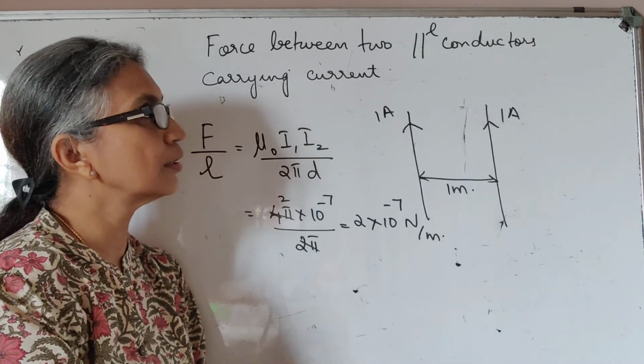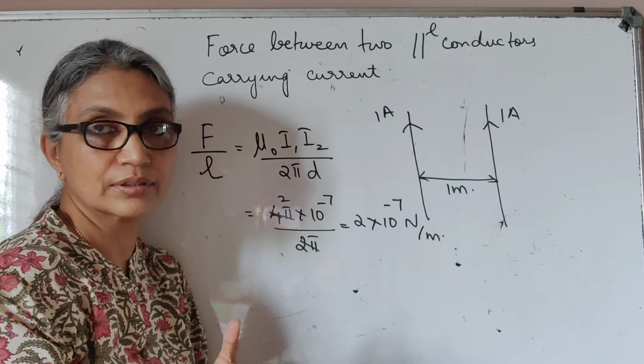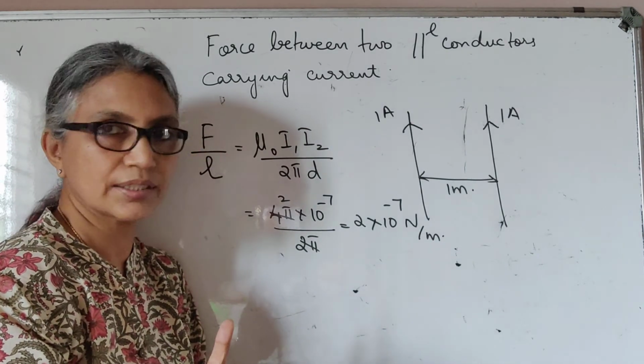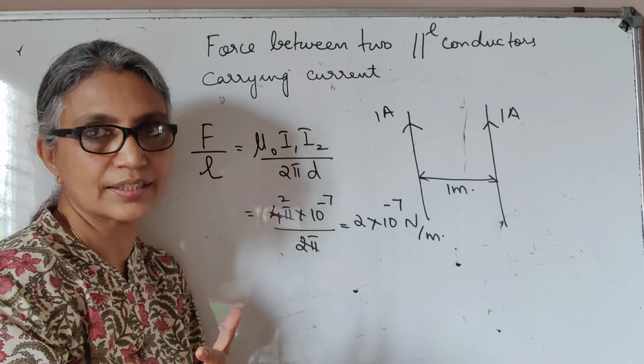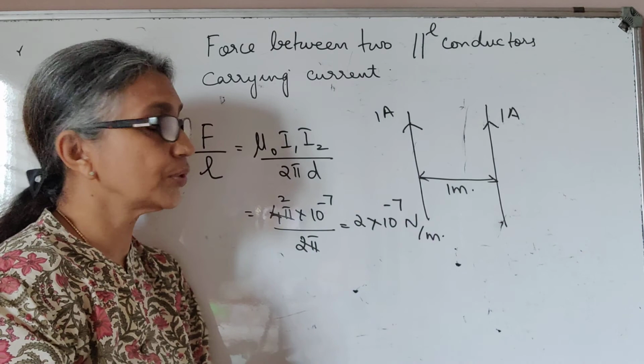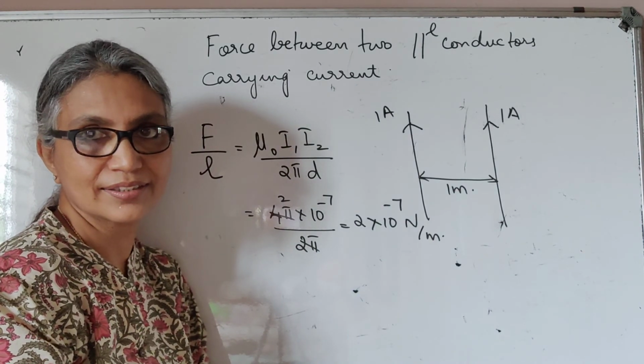So today we had 3 derivations. We started with the velocity selector. Then we did I L B sine theta, that is the force experienced by a current carrying conductor. And along with that we did the force between two parallel conductors carrying current.